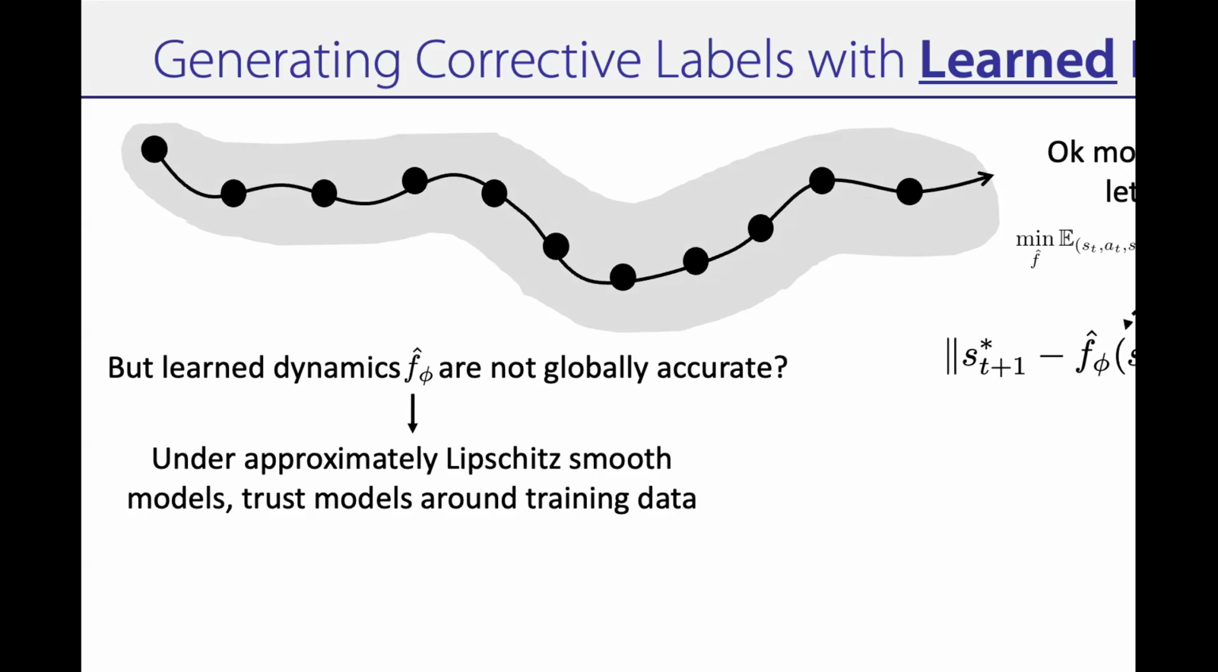And so the extra structure we're going to add is that your model F hat, you're going to train to be Lipschitz smooth. To do that, all you need to do is add spectral norm regularization to your model.